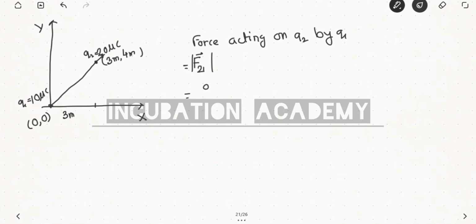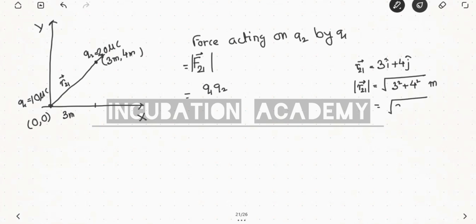That will be Q1 into Q2 over R21. What is the value of this vector? What is the R21 vector here, which is necessary? That is basically 3i cap plus 4j cap. If you want to find the magnitude of this R21 vector, that's root over 3 square plus 4 square meter. So that becomes root over 9 plus 16 meter, so root over 25 meter. So 5 meter, very simply.